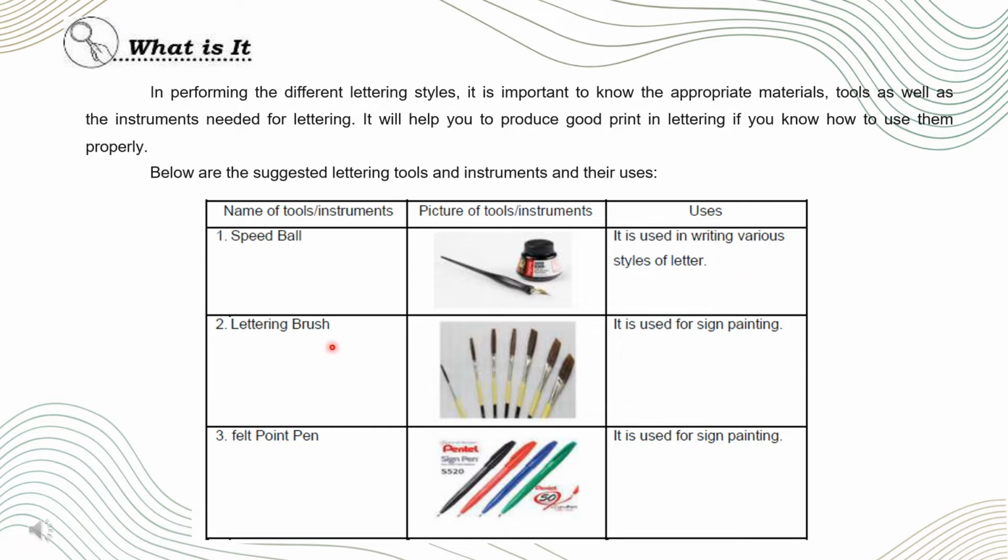The second one is the lettering brush. So this one is an example of a lettering brush in different sizes. So it comes in different sizes for the different needs in lettering. It is used for sign painting. For the third one, we have the felt point pen. So this one is an example of the felt point pen in different colors. It is also used for sign painting.